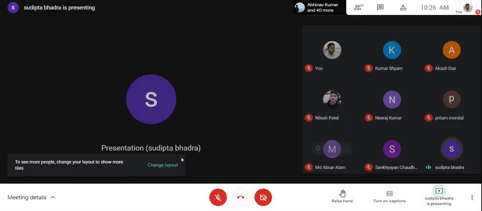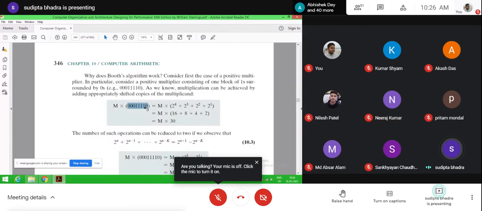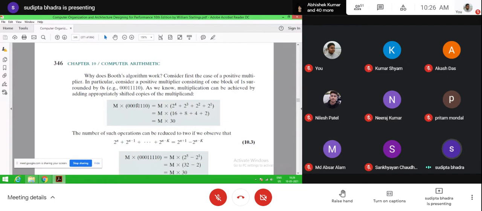That is 3 times 0, then 4 times 1, then 0. Now here the set of ones is present in consecutive bit positions. What are the bit positions? The bit positions are 2 to the power 1, 2 to the power 2, 2 to the power 3, 2 to the power 4. In these consecutive bit positions, this set of ones is present.